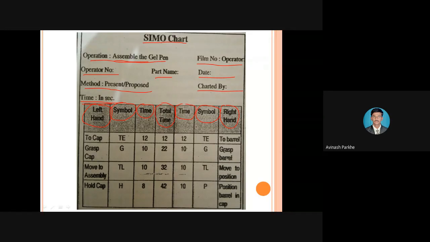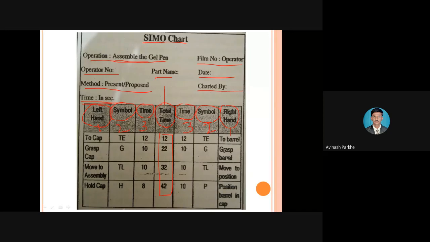That means the first three columns, 1, 2, and 3, are applicable for the movements of the left hand. And the last three columns, again 1, 2, and 3, represent the movements taking place by the right hand. And the central column, which is represented by the total time, represents the time required to perform the operation.